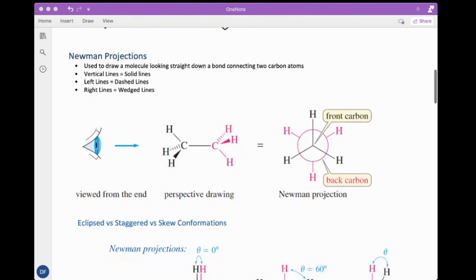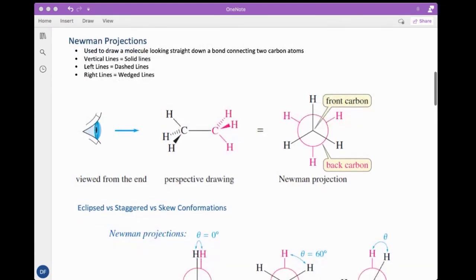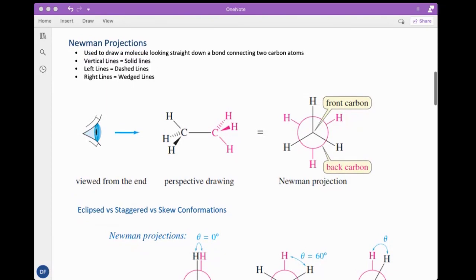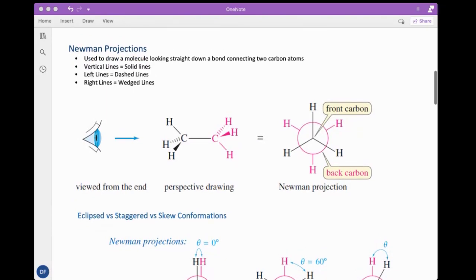So when you look at a molecule, either pick one of the left or right side to look at it. In this case, this will be viewed from the left. What this vertical line means right here is that it's the solid line. So these vertical lines will be the solid lines.